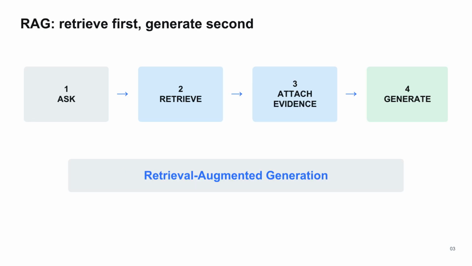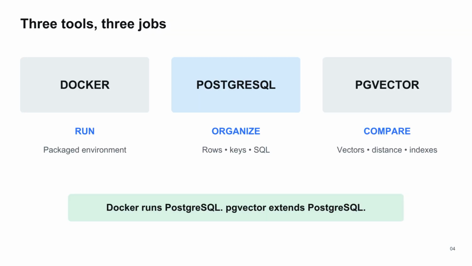RAG means retrieval augmented generation. Retrieval happens first, the system finds useful passages. Generation happens second. The language model writes using those passages. This separation matters because retrieval quality can be tested independently from writing quality. Docker runs the packaged environment. PostgreSQL organizes and protects the data, while pgvector is an extension inside PostgreSQL that adds vector storage, distance operators, and vector indexes. They're related, but they're not interchangeable.